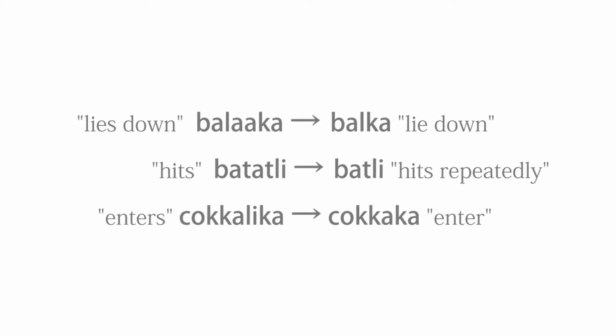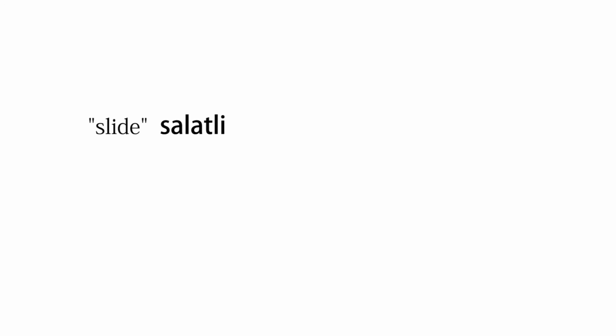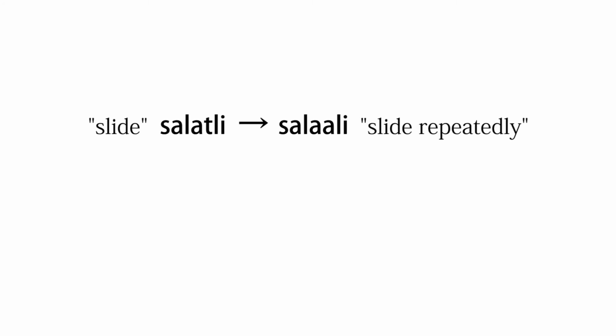The other disfix is in some verbs. The final consonant of the penultimate syllable is dropped, but the preceding vowel lengthens to compensate. So, for example, the word salatli means slight, but the word salaali is slight repeatedly. So there's this repeatedly element. So this is the root. This is disfixed. The ta is disfixed, and then you just add to the length. So it's replaced by length, but it adds the semantic element repeatedly.